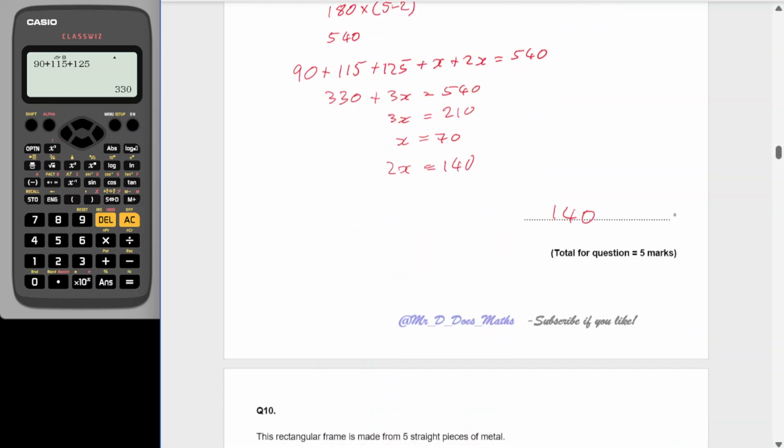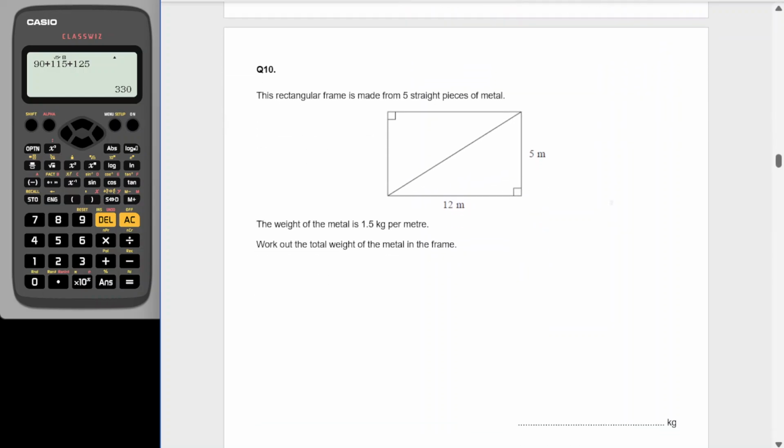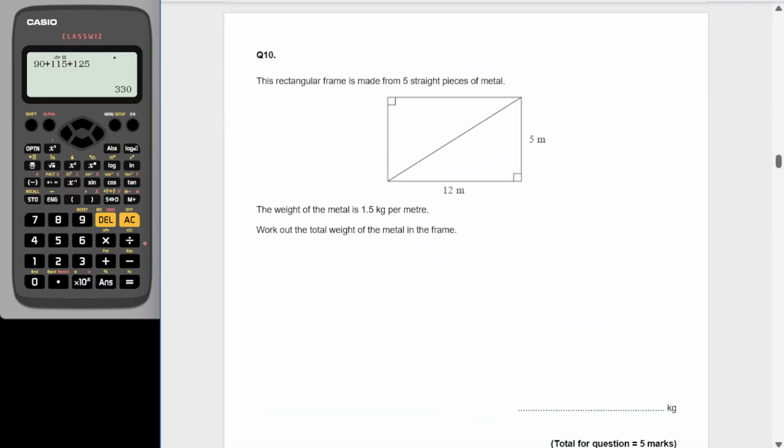Right. Question 10. A rectangular frame is made from 5 straight pieces of metal. The weight of the metal is 1.5 kilograms per meter. Work out the total weight of the metal frame. So we need to work out this length here. So x squared is going to be equal to 12 squared plus 5 squared. So 144 plus 25 is going to be 169, so x is going to be 13.